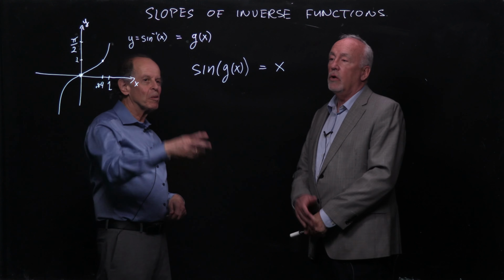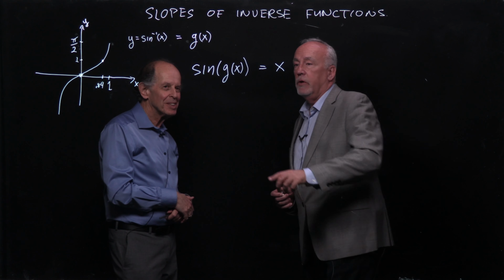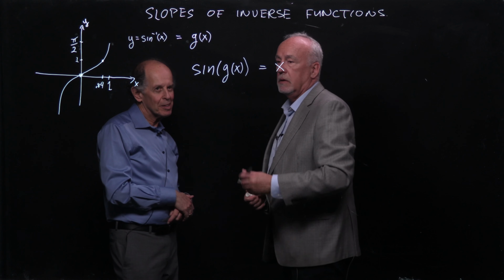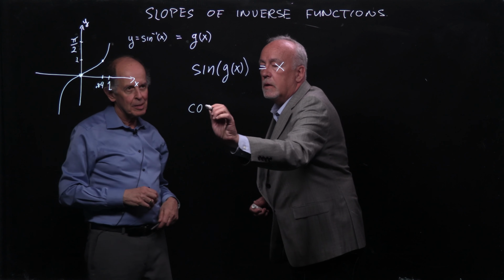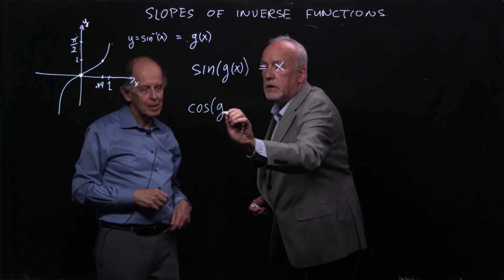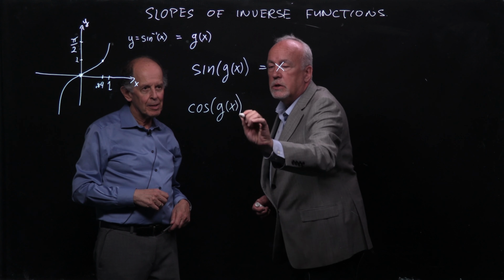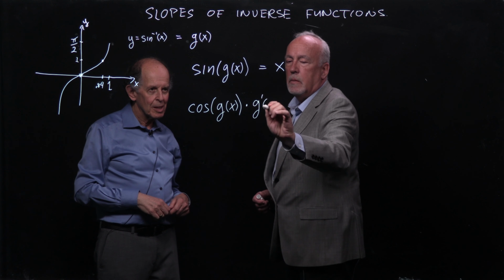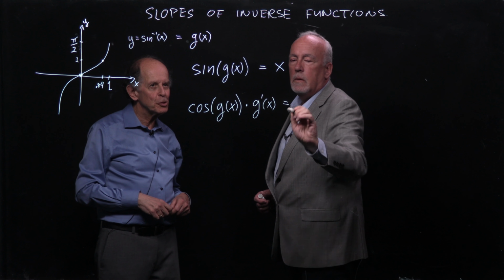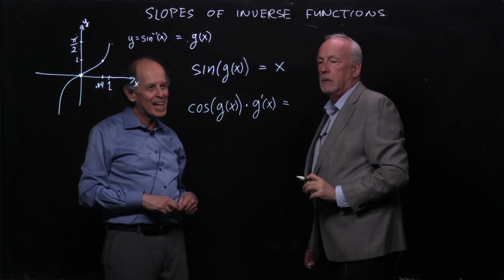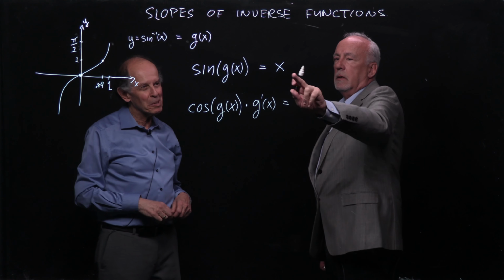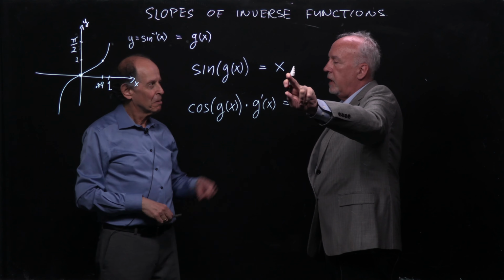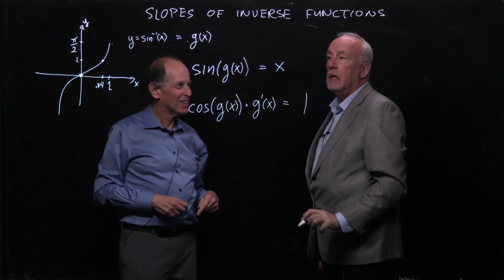Exactly. So let's go. Well, you remember how to differentiate. What's the derivative of sine? Cosine. Chain rule says I leave the g of x in here, and I multiply by what? The derivative of g of x. Which is g prime. And g prime refers to dg by dx. Exactly. Which is what we want. Now, what's the derivative of x? One. So look at that.